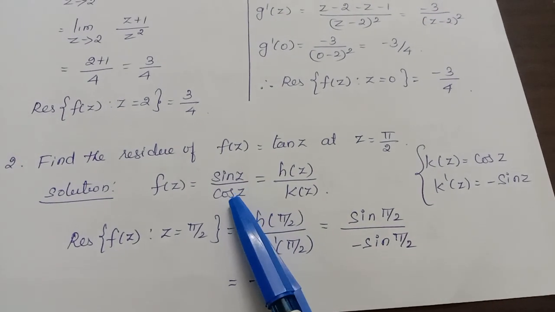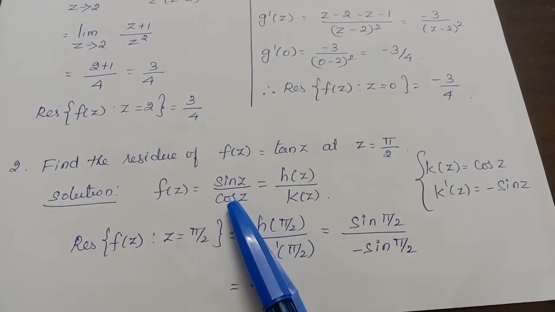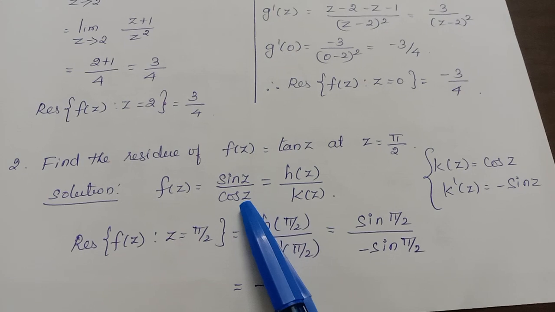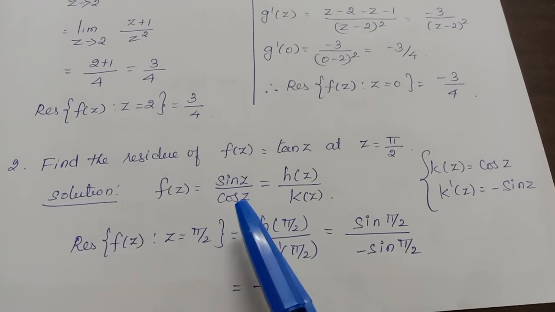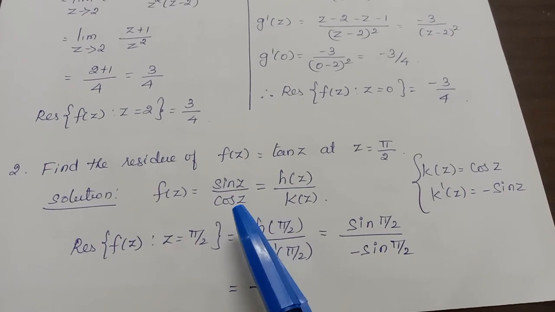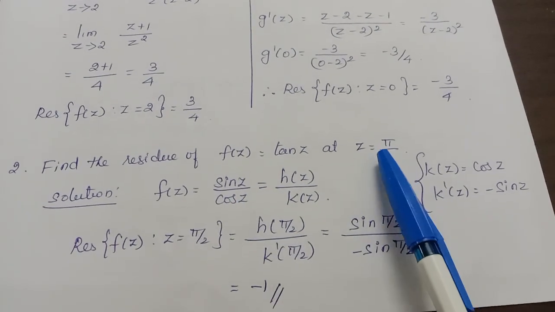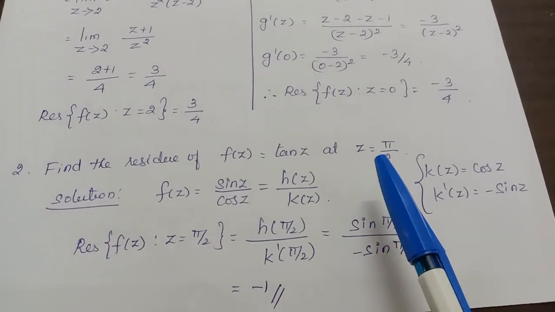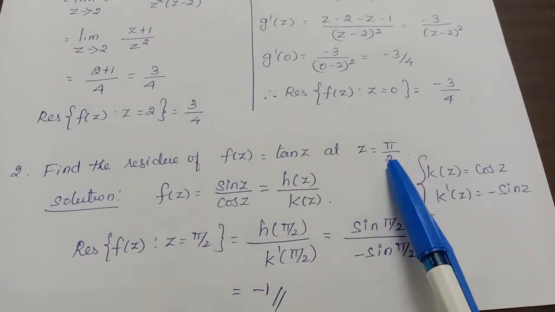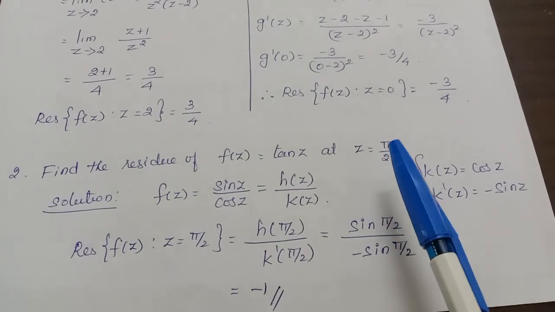So when will this become infinite? When the denominator is 0. Denominator cos z is 0 when z equals pi by 2, 3 pi by 2, 5 pi by 2, 7 pi by 2, etc. So all are poles. But only at pi by 2 they are asking you to find the residue. So this is a simple pole.